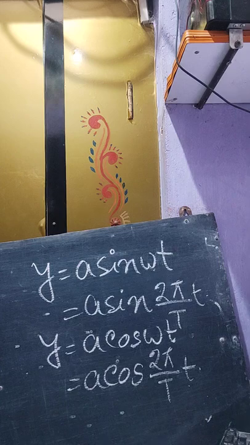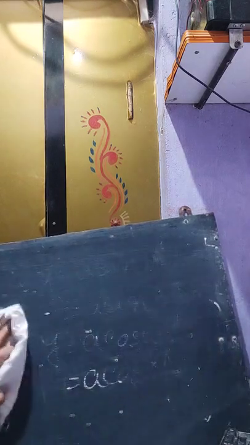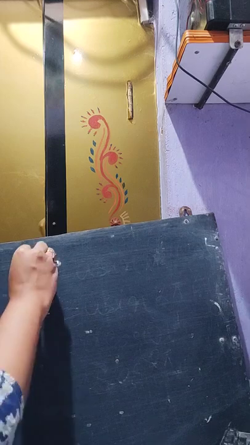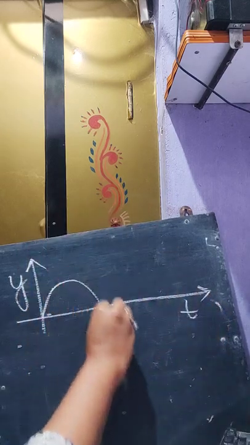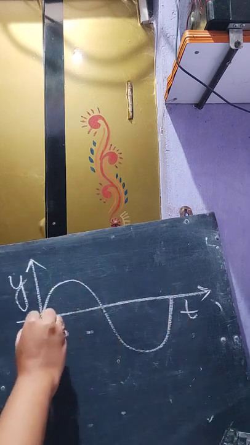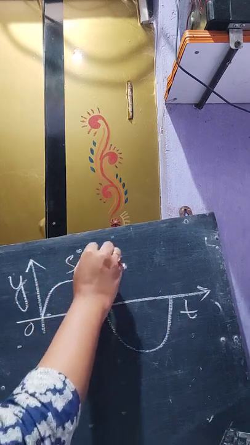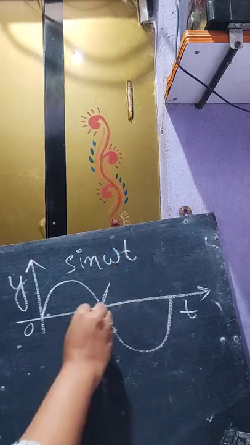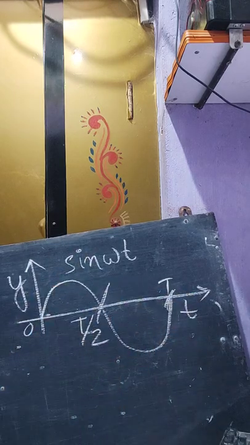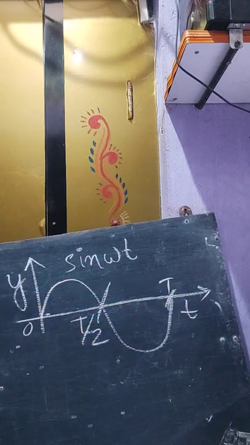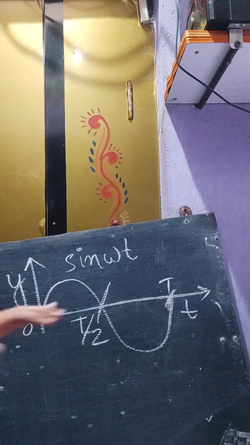Okay. So, for sine and cos, what will be the graphical representation of this harmonic oscillation? Let us just see this. If this is y and this is t, this is the sine omega t representation, where this is basically T by 2 and this is basically capital T. One complete oscillation, right? So, this is the sine.